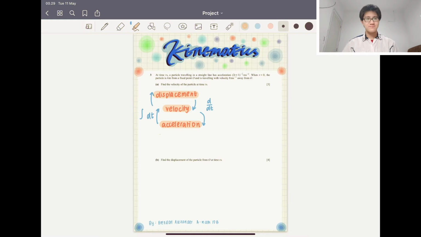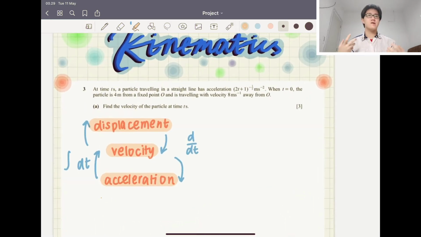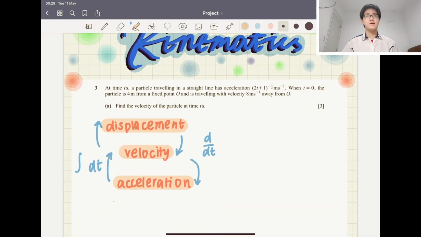Okay? So before we begin, we must take a look at the question and identify the key points here, which is the acceleration formula given, and when time is equal to 0 seconds, the initial displacement is 4 meters and the initial velocity is 8 meters per second. Okay? So now the question is asking you to find the formula for the velocity in terms of t.